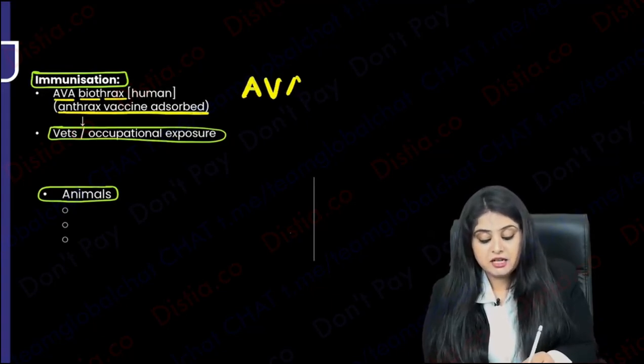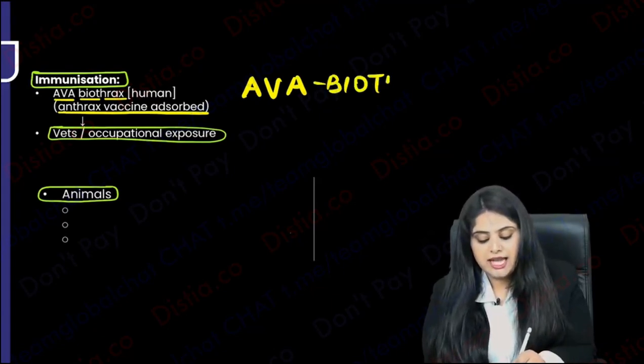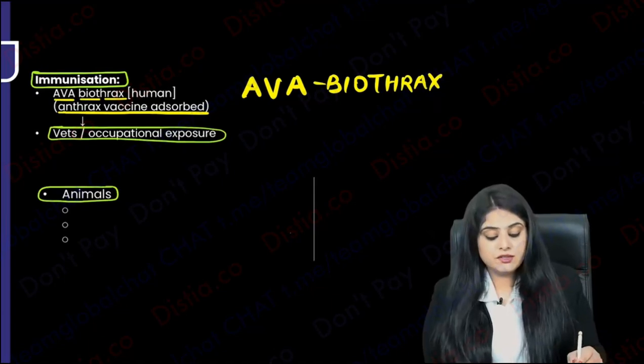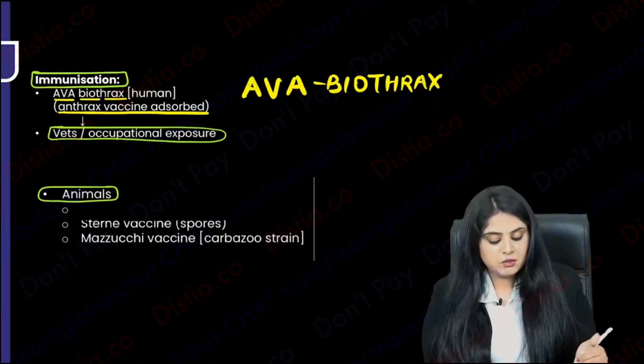Anthrax vaccine adsorbed, that is AVA, and BioThrax will tell you that yes, this is the anthrax vaccine. Perfect. This is the human one, which is given to the vets, the veterinary professionals. What is given to animals? PSM is given to animals.